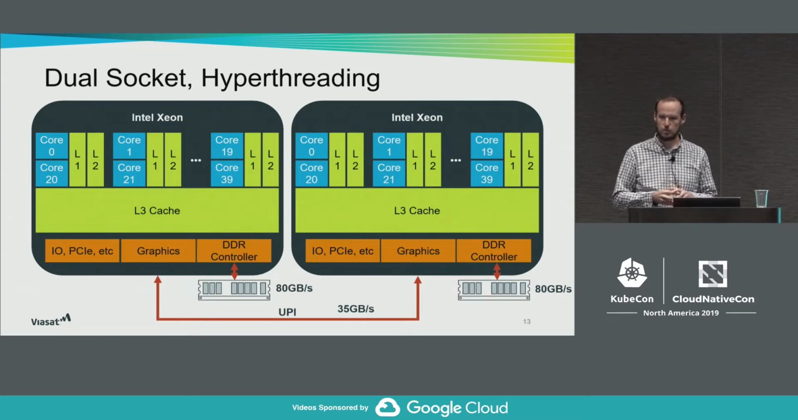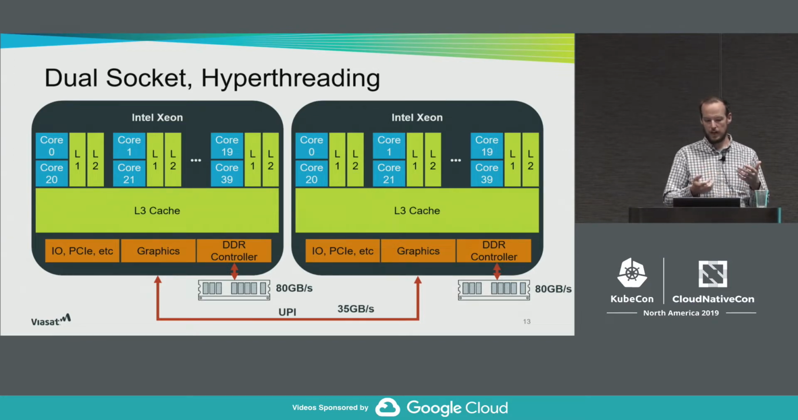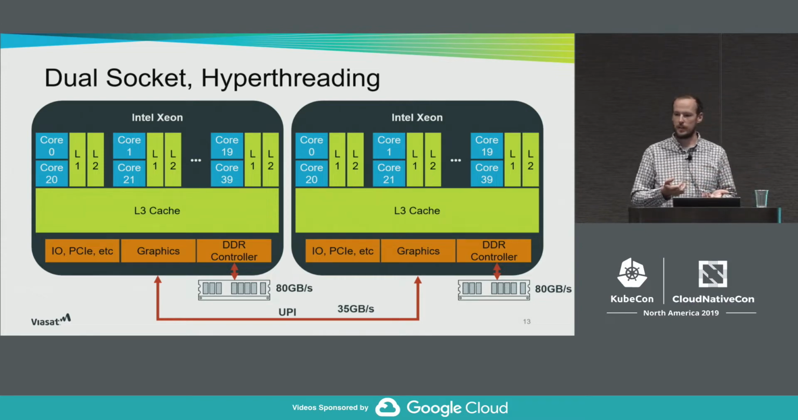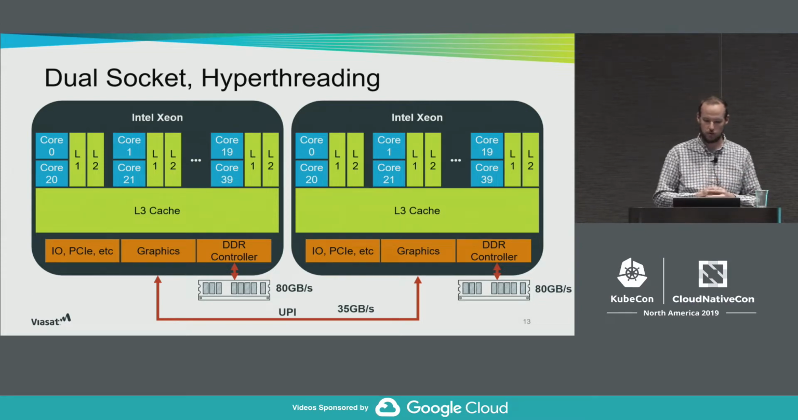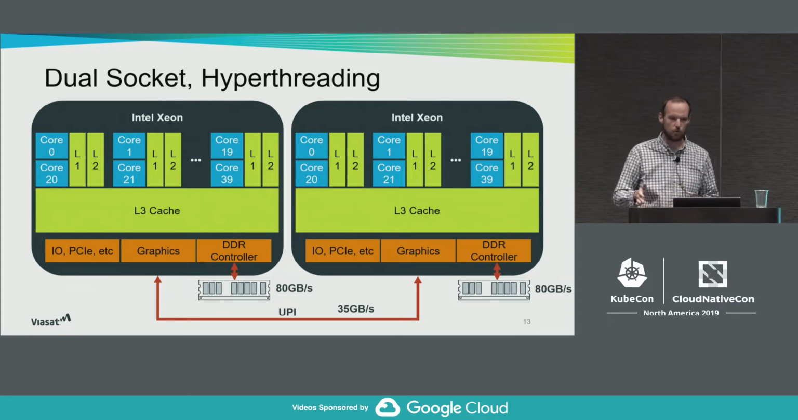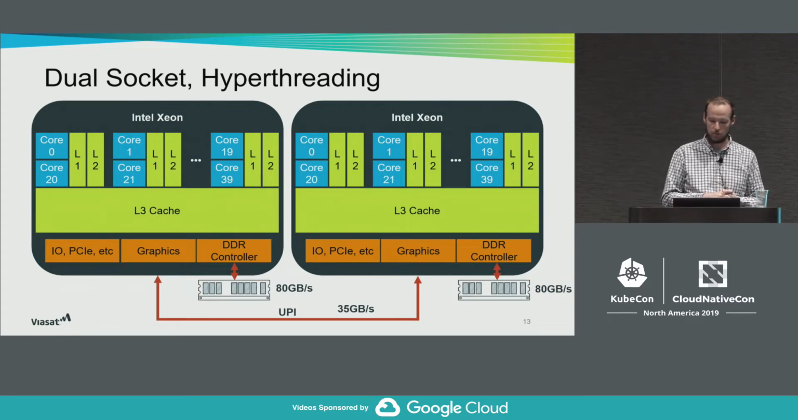And even if it was your own application that was being placed on 0 and 20, your own application might have a situation where those cores don't share data, so you wouldn't want them sharing the L1 and L2 cache. And then similarly, if you have a thread that's on the left processor, you don't want to access memory on the right processor because that incurs more latency and more throughput penalties going through the UPI bus.